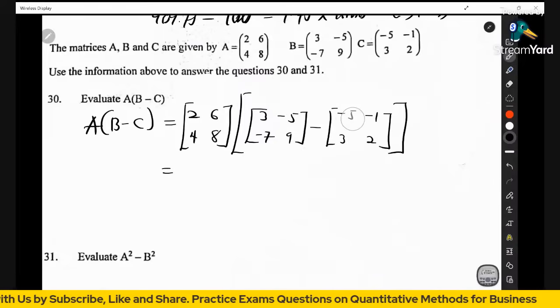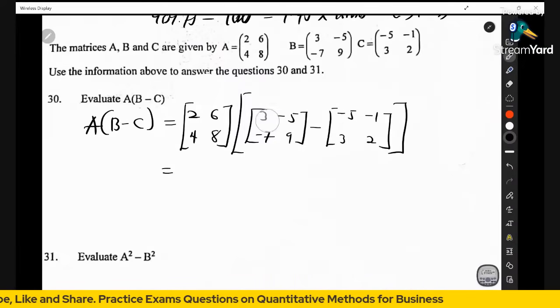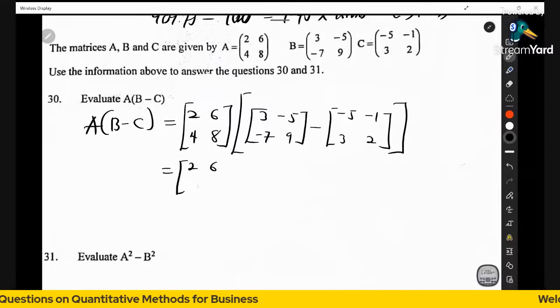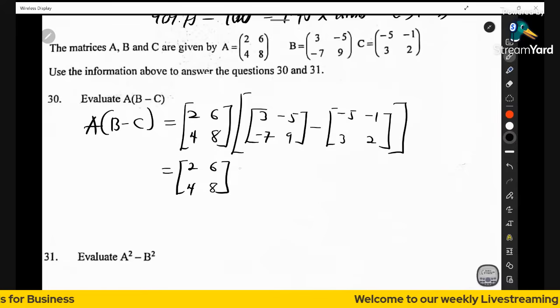So subtract -5 from what? 3, and that line to be exhaust the list. So we're going to have here to be what? 2, 6, 4, 8. So what are we getting with our big matrix bracket?